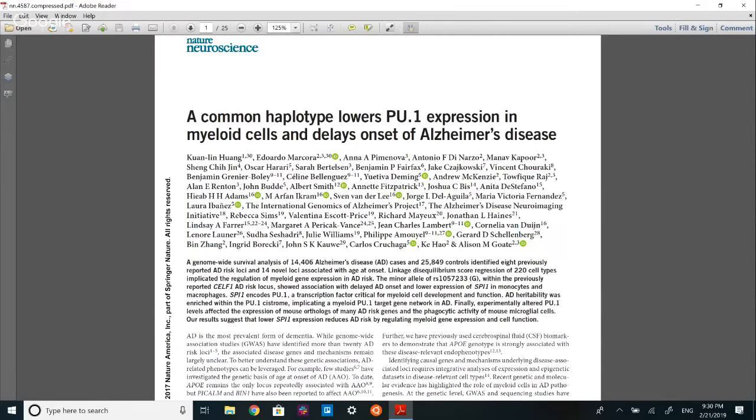This is Huang from Mount Sinai, and today I'd like to talk to you about my previous work: a common haplotype lowers PU.1 expression in myeloid cells in the late onset of Alzheimer's disease.